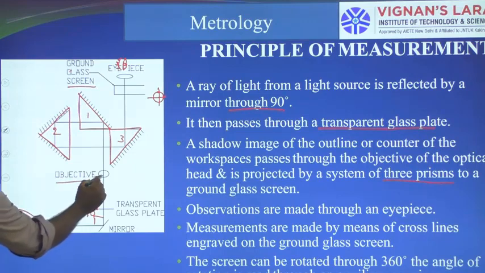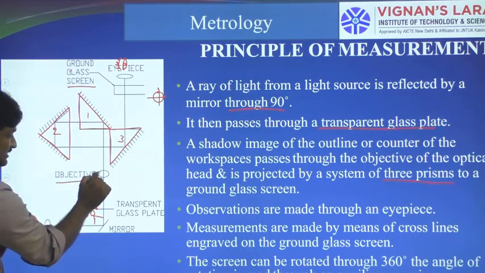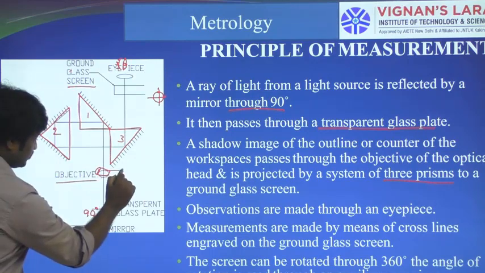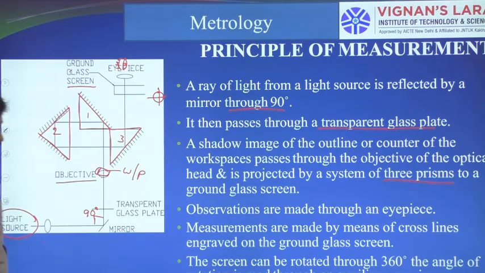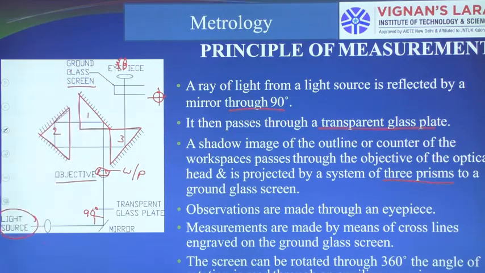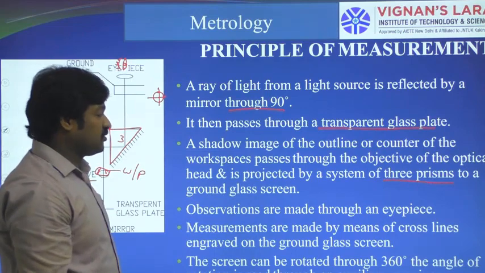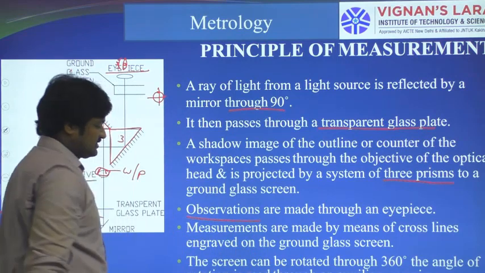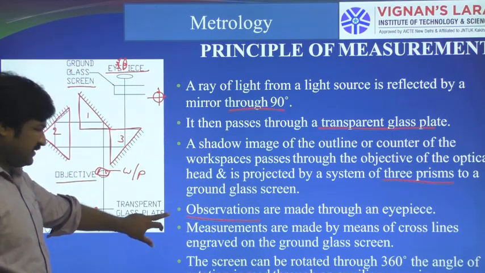On this glass screen, we are going to place a component. So here we are going to place our workpiece. By means of this light ray, the shadow will pass through the prisms. From here it is a light ray from the direct light source. From here the shadow is traveling towards the prisms. Observations are made through an eyepiece. So from this eyepiece, we are going to make these observations.